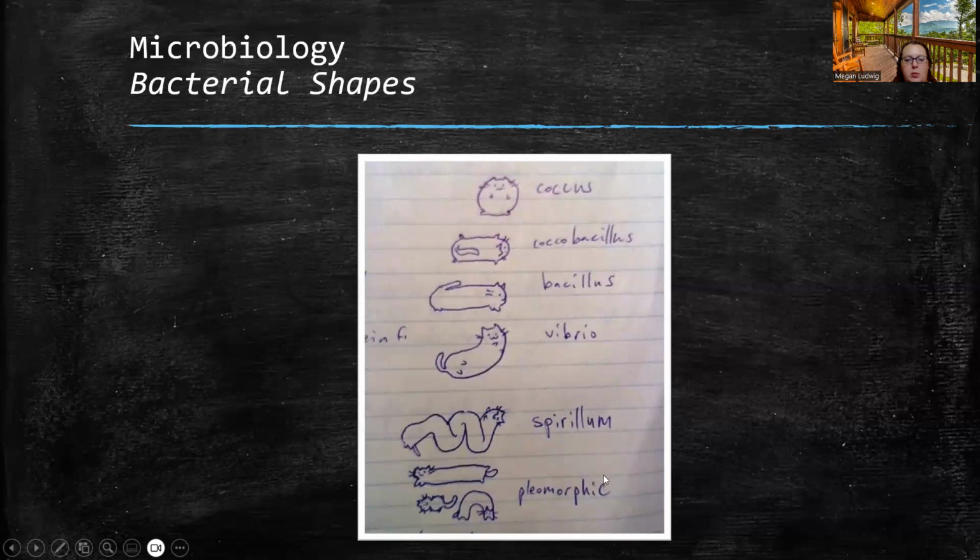And then pleomorphic. Notice there's three here, because pleomorphic means it can change shape based on its environment. Maybe it needs to be round to bond to something else or to attach itself. But pleomorphic changes shape. So I just threw that out there, hopefully you can remember those shapes.